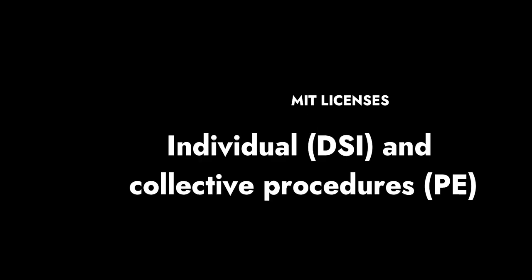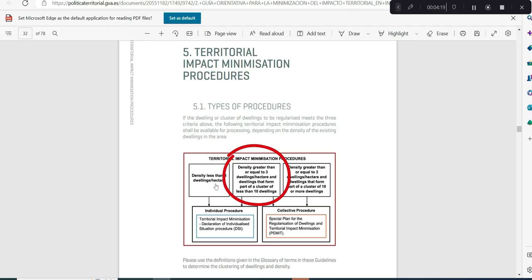The deciding factor as to whether your procedure is DSI or whether it's PE, individual or collective, is the density of constructions in a hectare surrounding your property. The minimum and maximum densities of construction are explained in the guidebook.